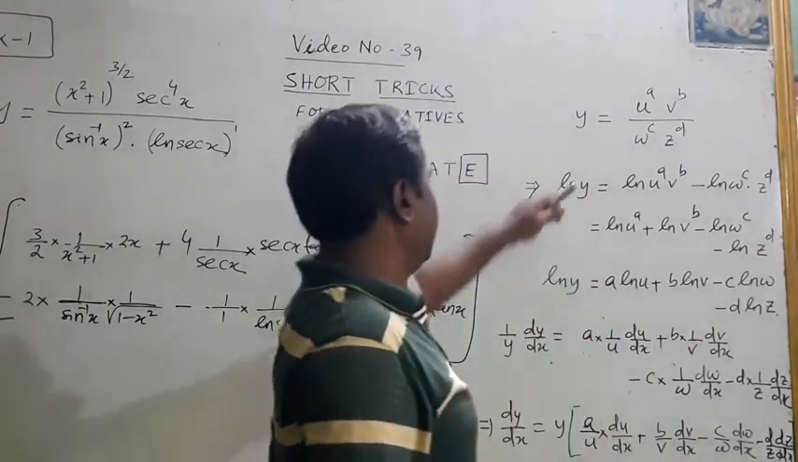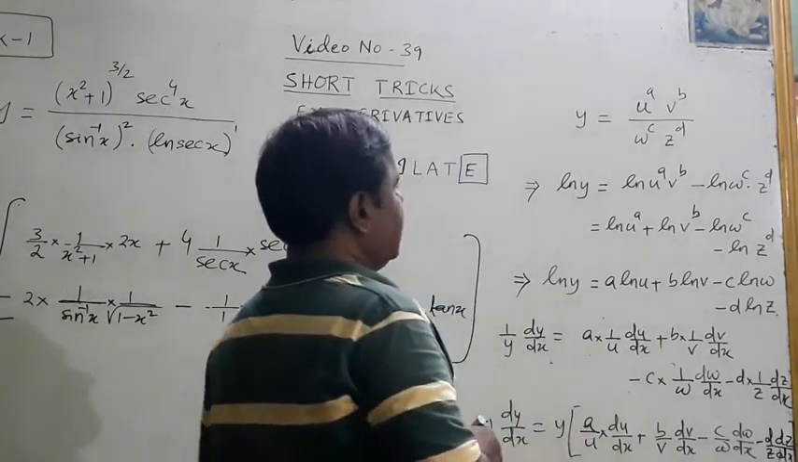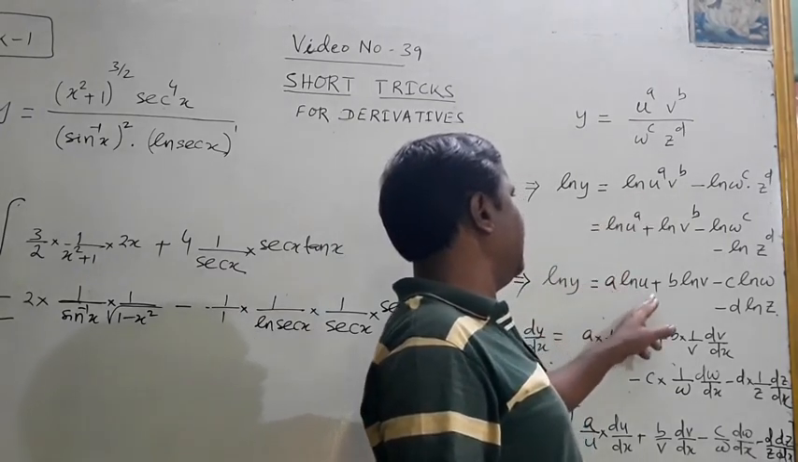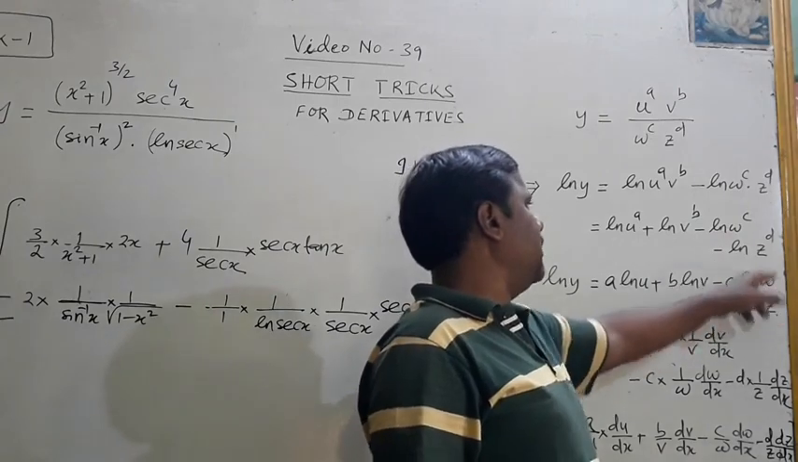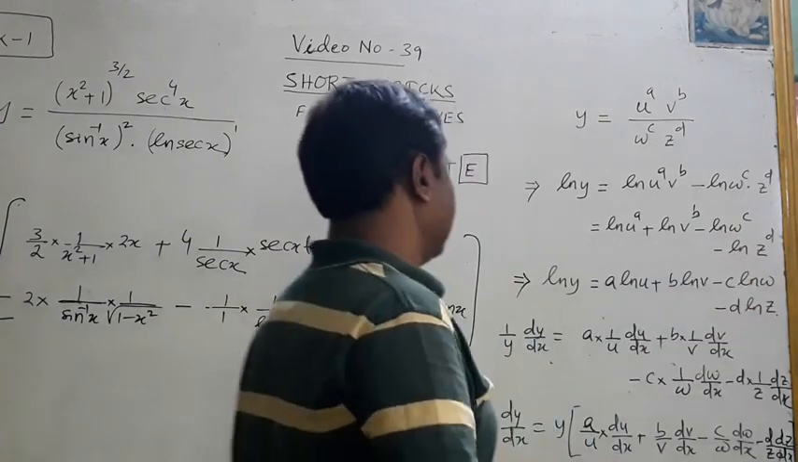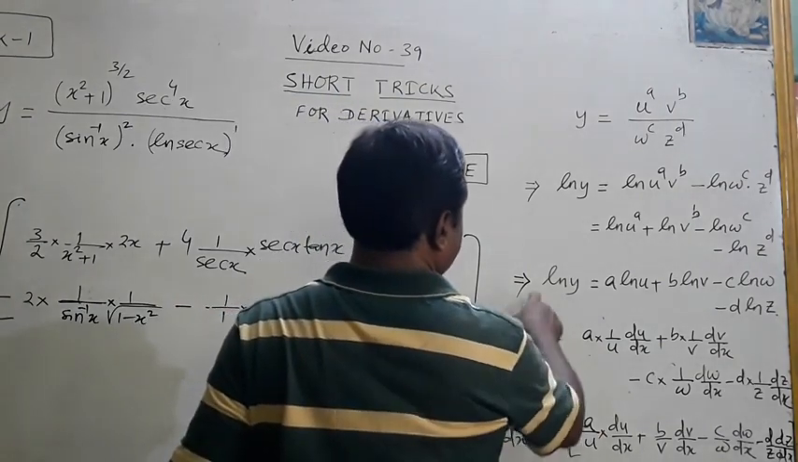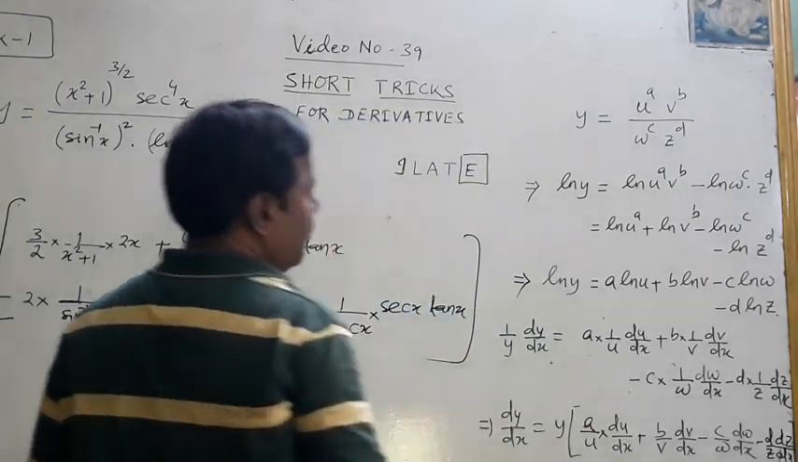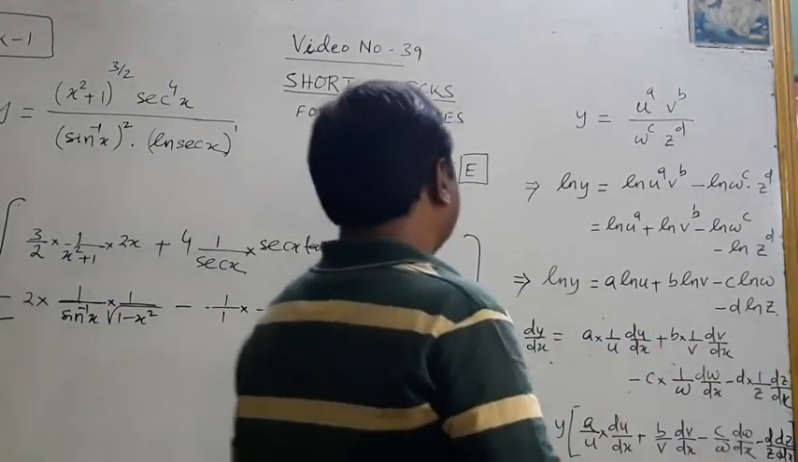Now this is ln y. ln y is equal to what? The a will come to the front: a ln u plus b ln v minus c ln w minus d ln z. Now differentiating, what will happen? 1 by y dy by dx equals a, what is the derivative of ln u? 1 by u du by dx. Similarly for the others. Now look at the answer.